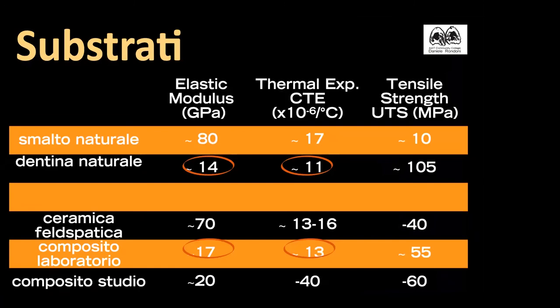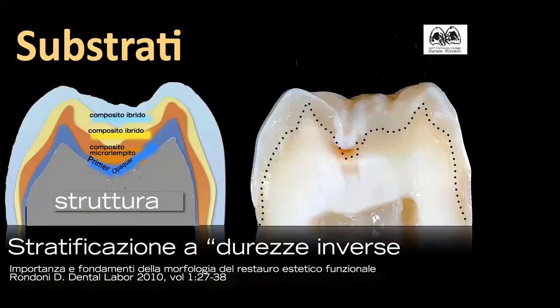Studying the substrates, it can be seen that dentin has a much lower elastic modulus than enamel, therefore promoting cohesion. The composites have very low elastic modulus. I slightly emulate this with reverse hardness layering: I put the soft composite inside and a more tenacious composite outside. I have published this technique.